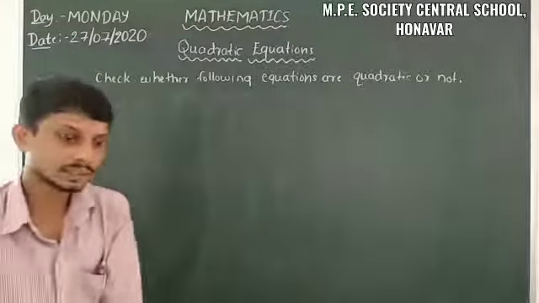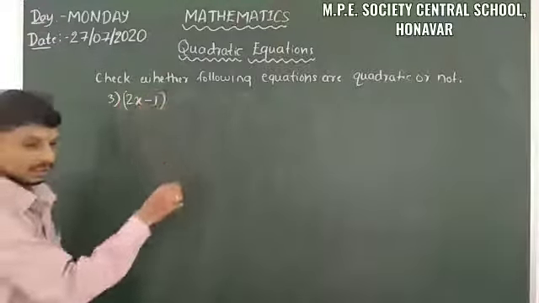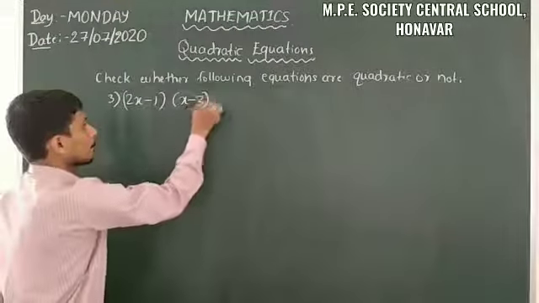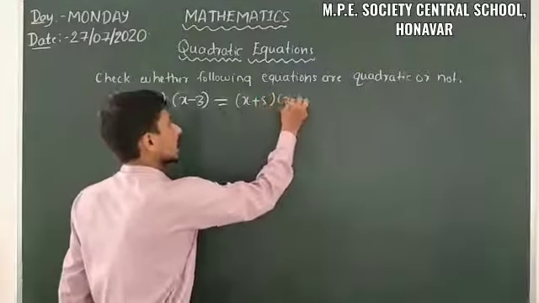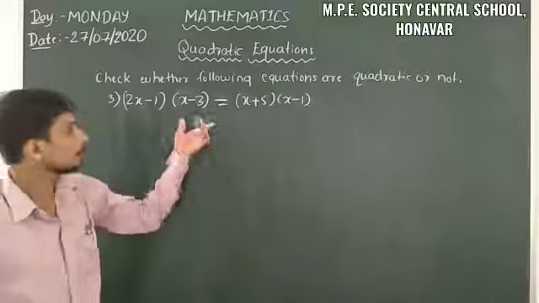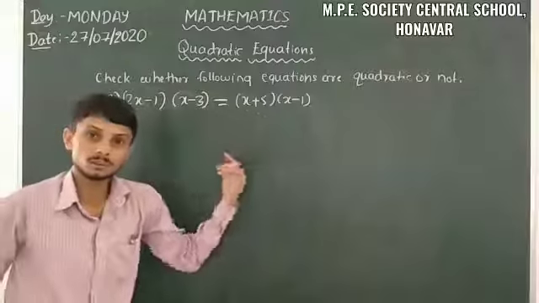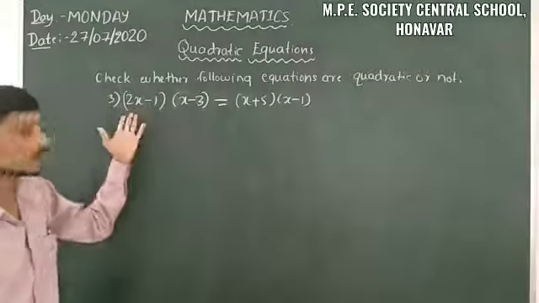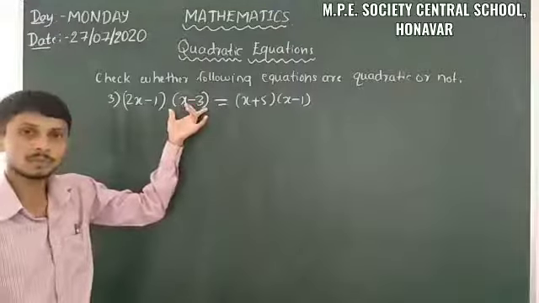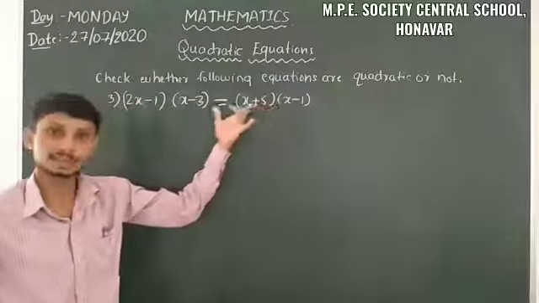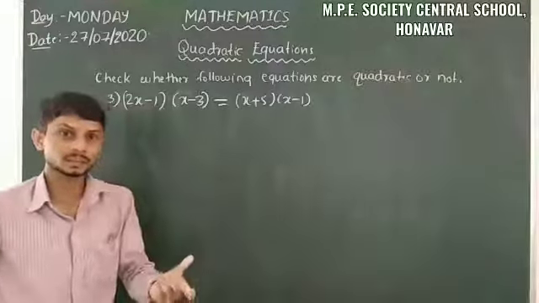Yes, the next example tells us that 2x minus 1 into x minus 3 is equal to x plus 5 into x minus 1. So with the help of this equation we have to find out whether it is in the form of a quadratic or not. So just a similar problem. We have to take first, it's a monomial, it's a binomial, consider. Then after that we have to multiply monomial and binomial. So likewise we have to take.